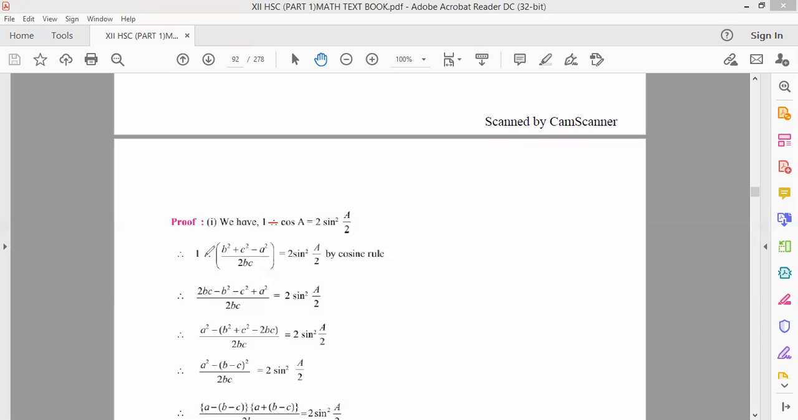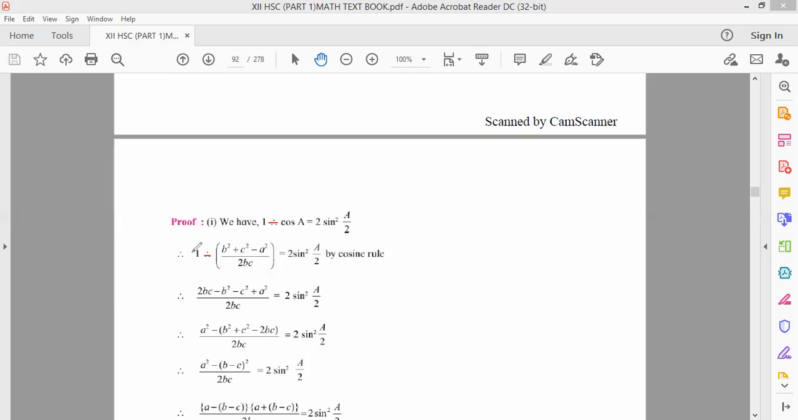Now what we can do is shift this 2 onto the left hand side and take out the square root. That can be done, or we'll just try to simplify and see whether we can cancel off 2 from both sides and then take out the square root, so that we are not disturbing this 2 sine square A by 2, keeping it as it is. We have also learned the cosine rule, so that is applied over here. Cosine rule is nothing but b square plus c square minus a square, the whole thing upon 2 times bc.